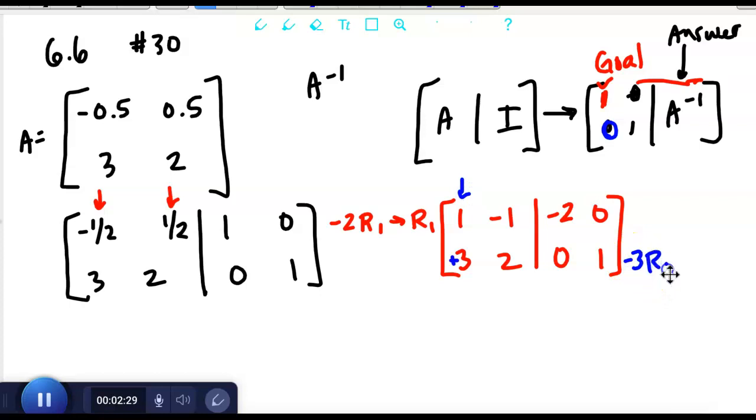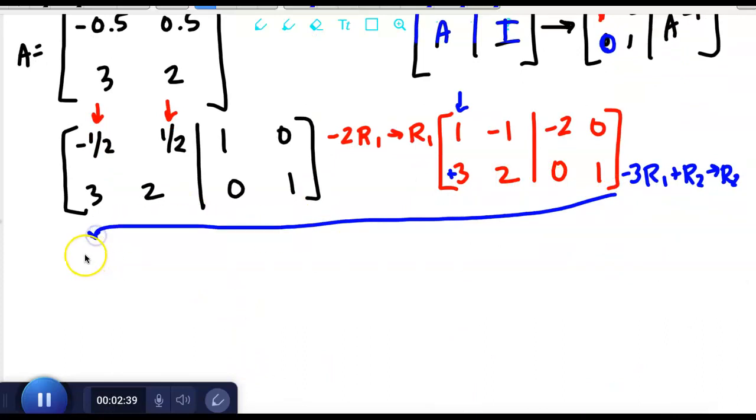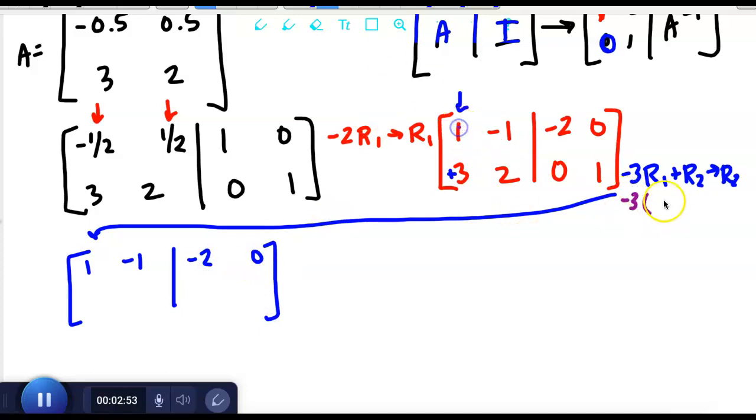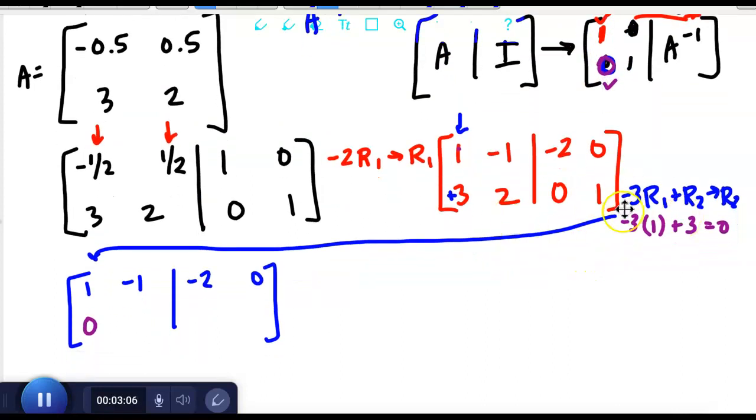So -3 times the 1 in R1, and then I'm going to add row 2, and I'm going to now change row 2. And we'll bring it down here. So row 1's not changing, I'm just going to write it as is. And then -3 times the 1 in row 1 plus the 3 in row 2, well, that equals 0. And that's what goes here. And that is my second number. Check. Done.